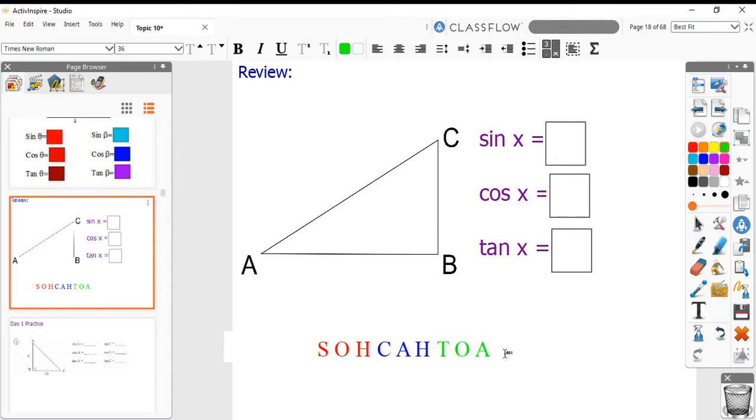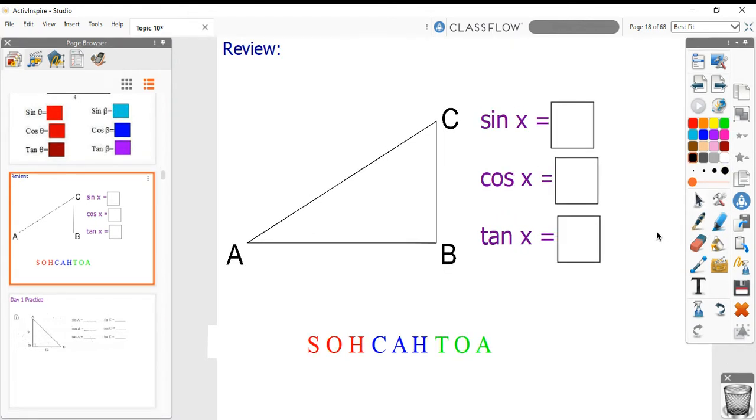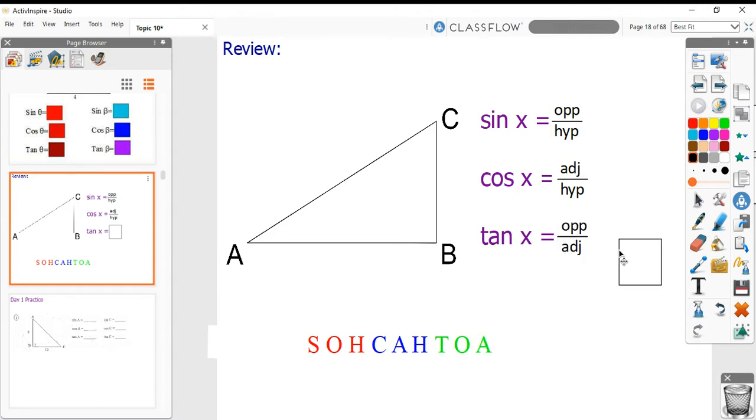And the way we remember these letters, you may remember our mnemonic device, our abbreviation that we went with that said "some old hippie caught another hippie tripping on acid." All right, so that's just telling us that if we're talking about the sine of an angle, sine is the opposite over hypotenuse. Cosine would be the adjacent side over the hypotenuse, and tangent would be the opposite over the adjacent.